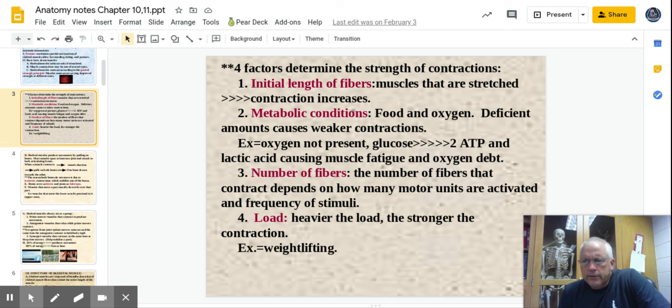If you have deficient amounts of either one of them, you're not going to do well. That's when your muscles turn to rubber. If you exercise for a long time and you have oxygen debt, you start gasping for air. Because if you don't have enough oxygen in your body and you use up a lot of it, instead of getting 38 ATP, you only get 2. And you get this nasty stuff called lactic acid, which causes muscle fatigue and causes you to have oxygen debt. So metabolic conditions is really important.